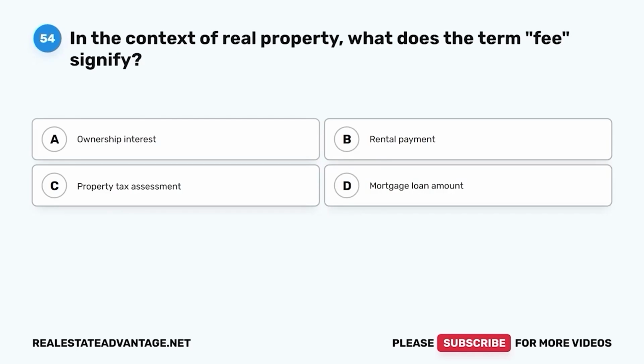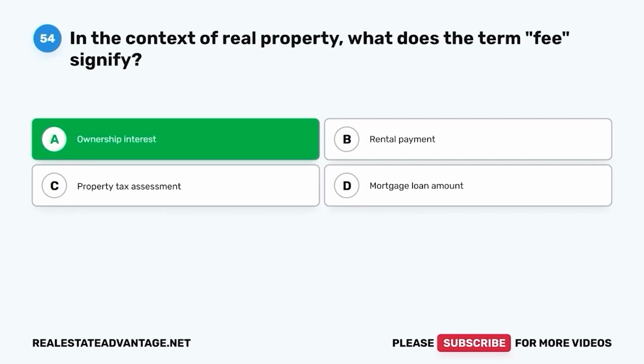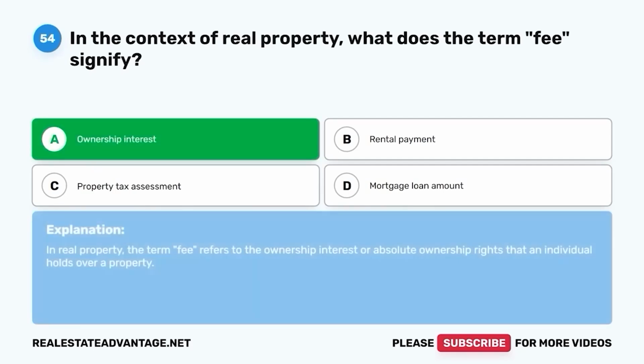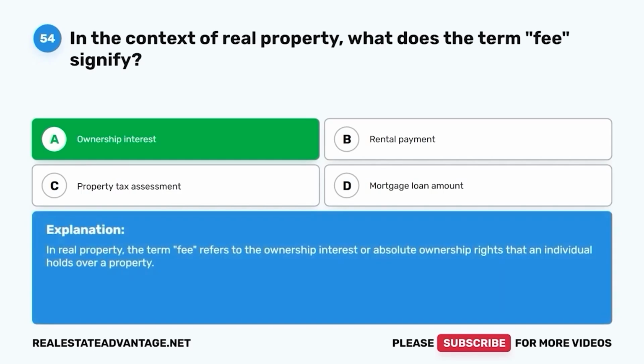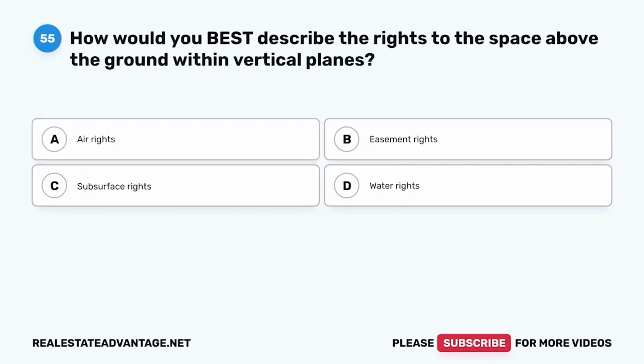A, ownership interest. B, rental payment. C, property tax assessment. D, mortgage loan amount. The correct answer is A, ownership interest. In real property, the term fee refers to the ownership interest or absolute ownership rights that an individual holds over a property. Question 55. How would you best describe the rights to the space above the ground within vertical planes?